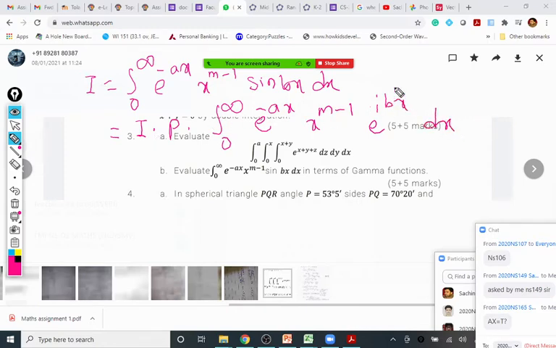Out of all these in the integral, e raised to i bx is the only complex number, which can be written as cos bx plus i sin bx. So if you take the imaginary part of this integral, that will be the required value of the integral. Is it clear?